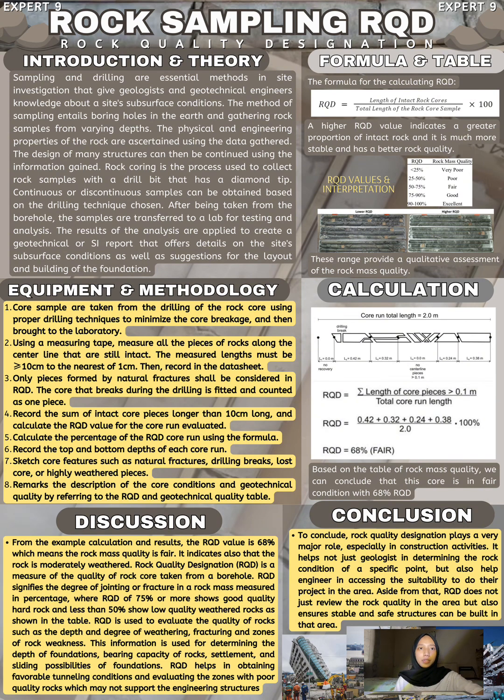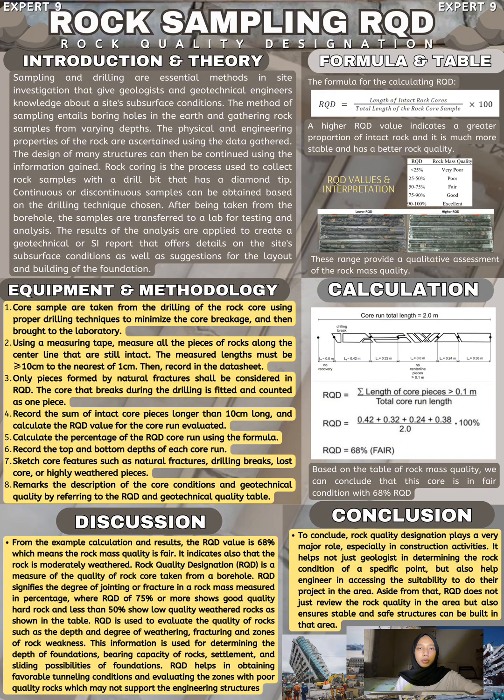Only pieces from the natural fracture shall be considered in RQD. The core that breaks during the drilling is fitted and counted as one piece. And then record the sum of the intact core pieces longer than 10 cm and calculate the RQD value for the core run evaluated.